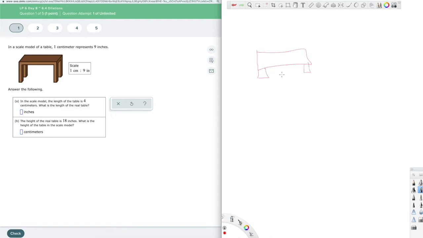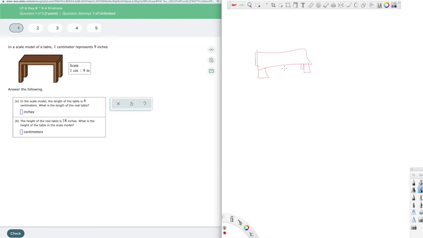I'm not very great with my artistry here, but we're going to pretend like I'm not drawing a very wonky looking table there. I'm not really sure what happened. I think that leg should go over there probably. Something like that. We're going to pretend like that's a nice looking table.